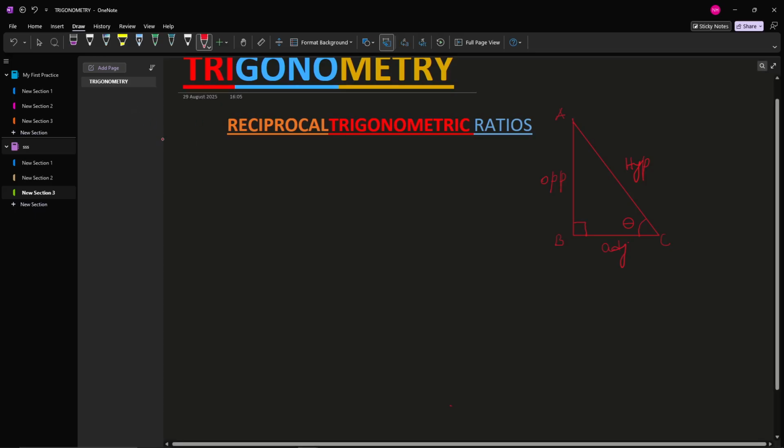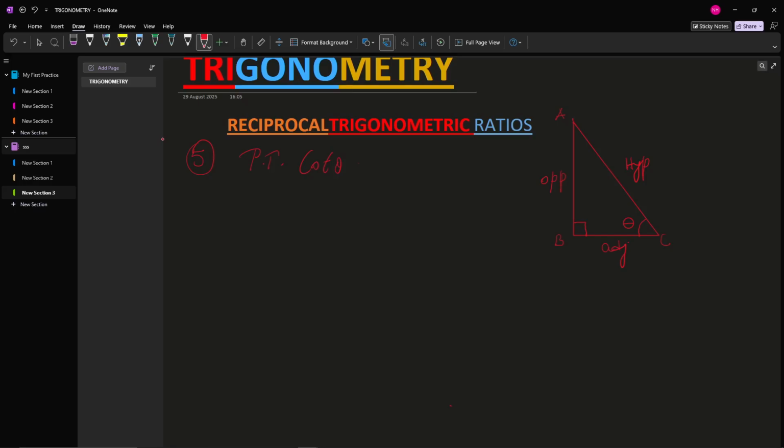The fifth trigonometric function in terms of sin and cos is cot theta. So we'll have to prove that cot theta is equal to cos theta divided by sin theta. There, tan theta was sin theta by cos theta. Cot theta is equal to cos theta by sin theta. So LHS. LHS is cot theta.